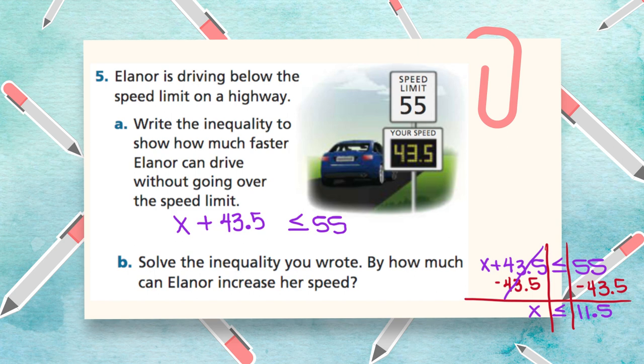So what does this tell us about Eleanor and her speed? What can she do with her speed? She can go faster, but she can only go up to how much more? 11.5. She can go 11.5 miles per hour more. Anything less? Yes. Anything more? No. Legally, no. Unless she wants a ticket.